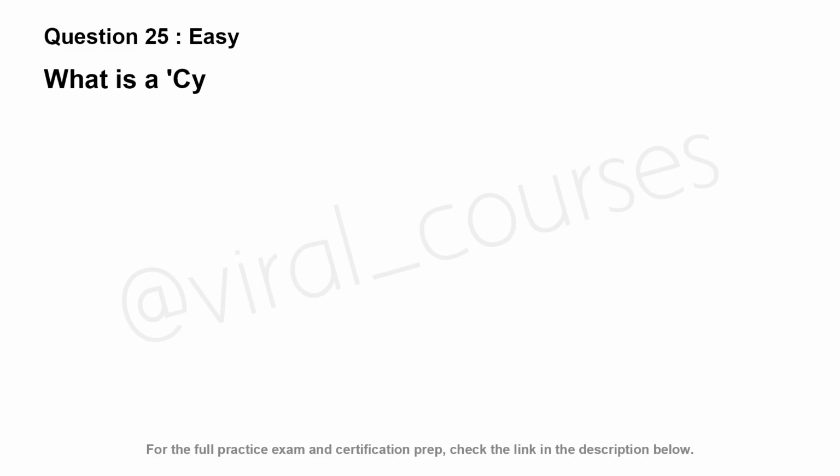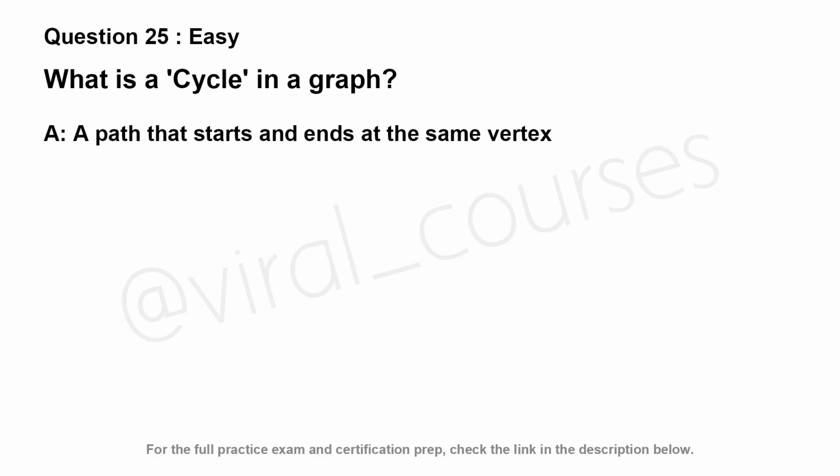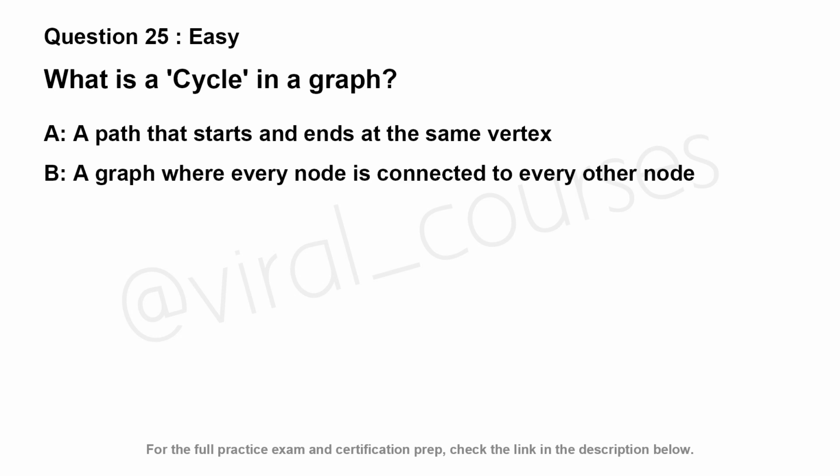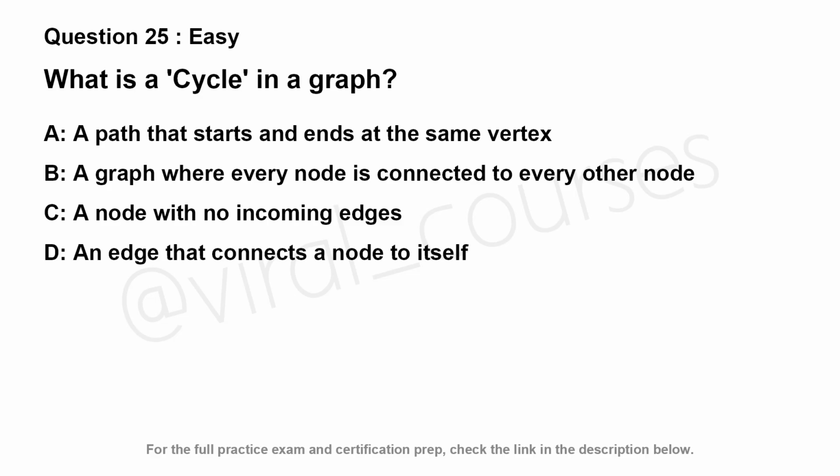What is a cycle in a graph? Option A. A path that starts and ends at the same vertex. Option B. A graph where every node is connected to every other node. Option C. A node with no incoming edges. Option D. An edge that connects a node to itself.